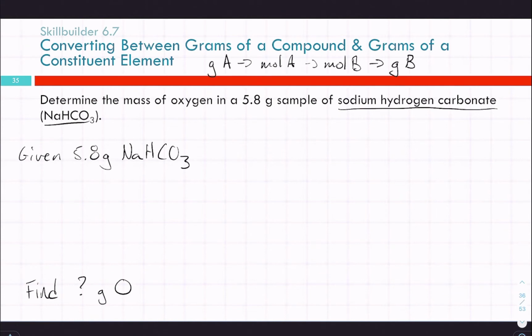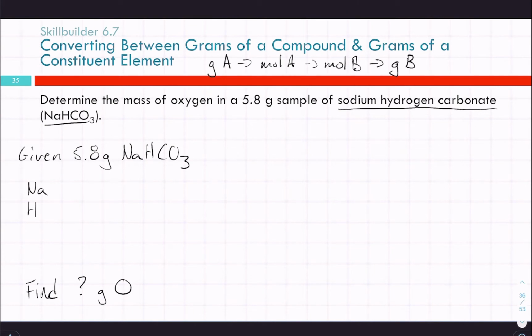So in this case, A is our sodium hydrogen carbonate. So how can we get from grams of sodium hydrogen carbonate to moles of sodium hydrogen carbonate? Oh, 6.022 times 10 to the 23? That would be going from moles to atoms or moles to molecules. So here we have grams, and then we can use the molar mass of sodium hydrogen carbonate to go from grams to moles. And for that, we use all of the elements that we have here and their masses from the periodic table.